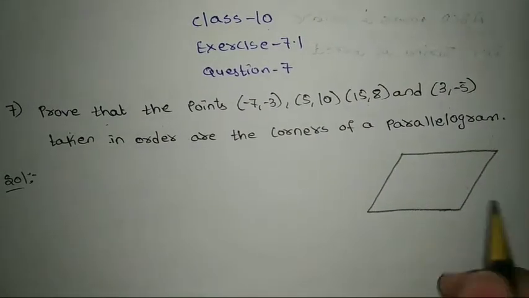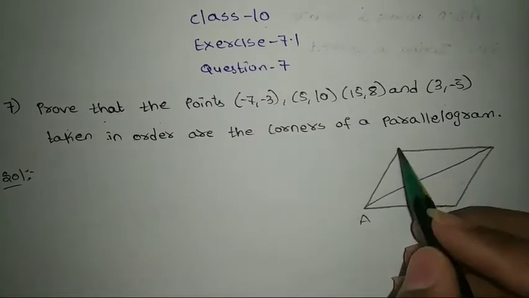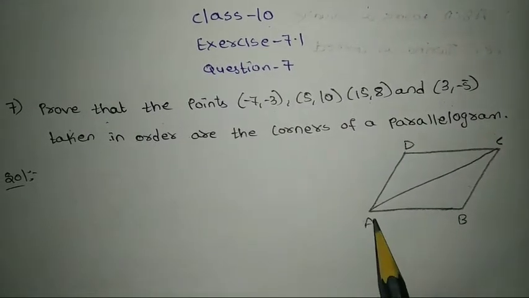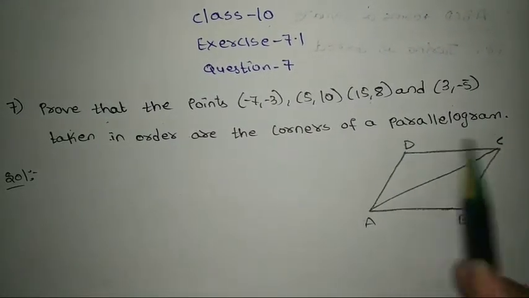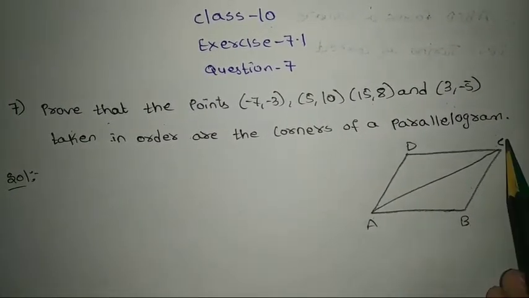Okay, this is the diagram of a parallelogram. Both the opposite sides length is equal in this. So here AB is equals to DC and AD is equals to BC.